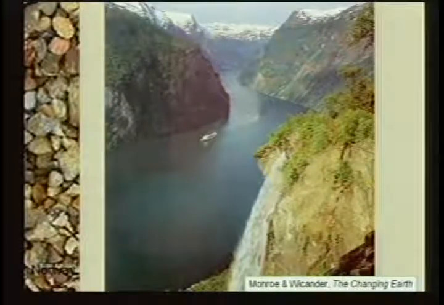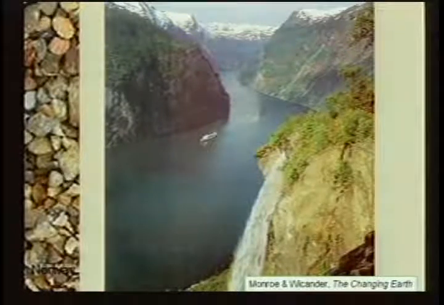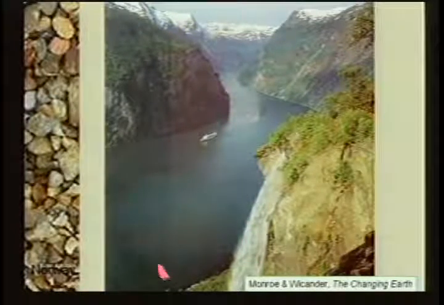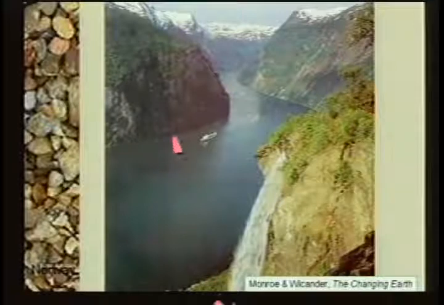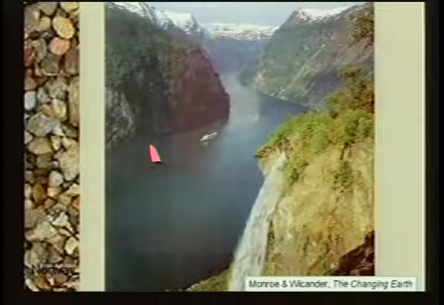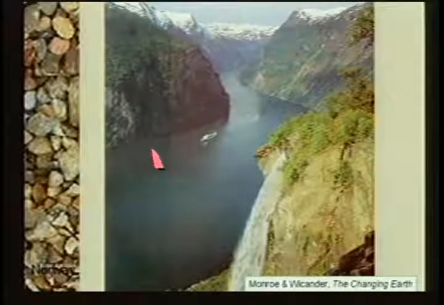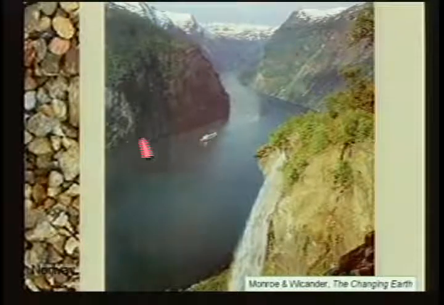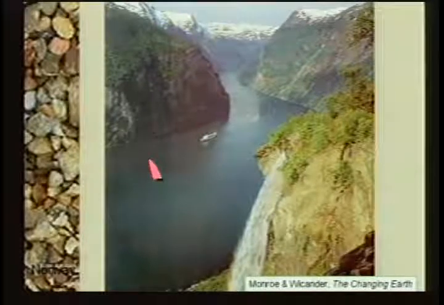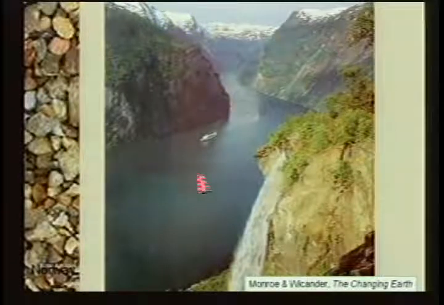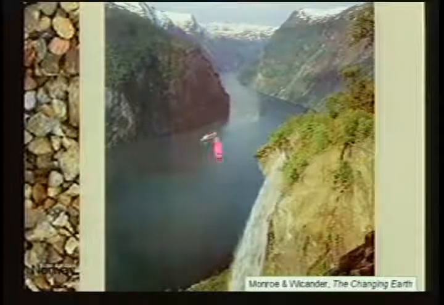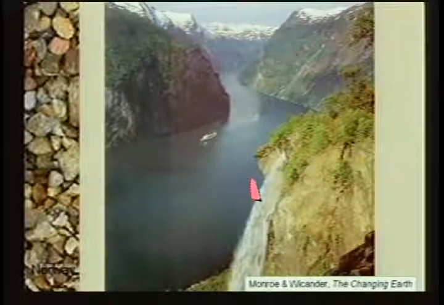This is a fjord. Norway is famous for its fjords. Originally, this was a nice deep glacial trough, but after the climate began to warm and glacial ice melted, lots of it, and moved back into the oceans, well, guess what? The ocean level rose, and the ocean now floods into the glacial trough, so we have a fjord.